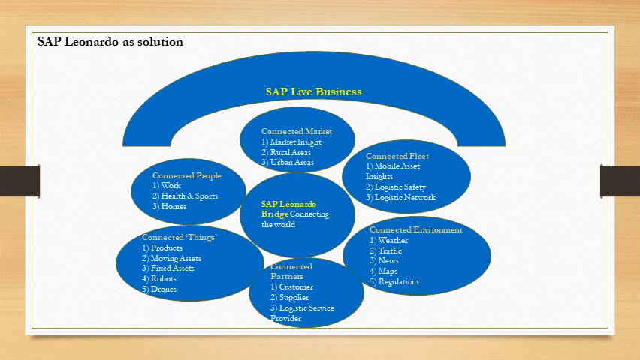The gap between real-time information from connected things on the one hand and the business process on the other is filled with the SAP Leonardo Bridge. Without this bridge, the information has no real context and thus no real value for your organization. With the use of different applications, dashboards and notifications, you can create this context and make it possible to implement intelligent end-to-end processes in your organizations. So it helps in connecting everything with every area of business, like connected market, connected fleet, connected environment, connected partner, connected things, and connected people.